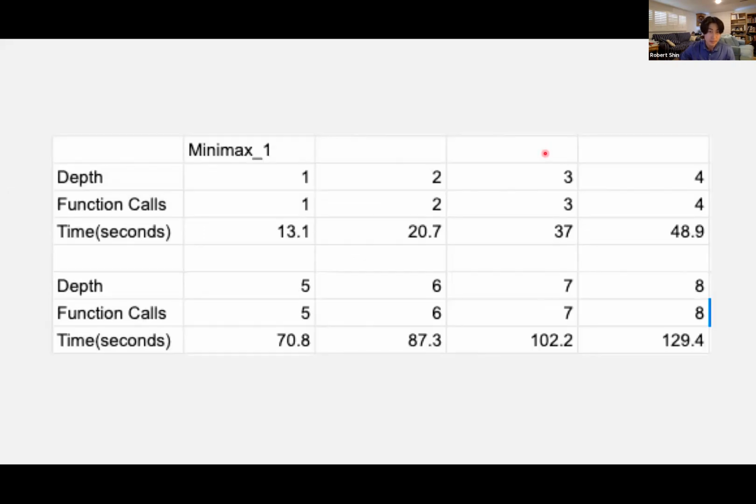And then finally, minimax 1 is pretty much my final product. It can look into depth 8 at a relatively okay speed compared to the other programs. And overall, if you add the depth from Stockfish, it's about a depth of 18. And so you can see that the function calls mirror the depth. And that's because, once again, we're no longer looking at a tree, but rather a line of events. And this is pretty much my final product for the board evaluation.